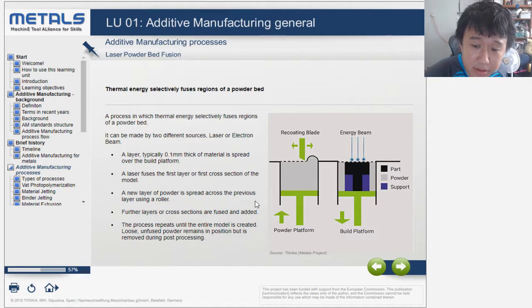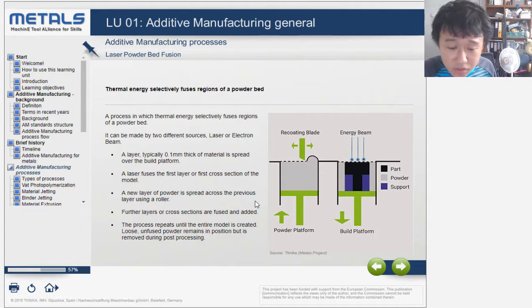So the next process is the laser powder bed fusion. Thermal energy is selectively fused into regions of the powder bed. It can be made by two different sources, the laser or electron beam. A layer typically 0.1mm thick of material is spread over the build platform. A laser fuses the first cross section of the model. A new layer of powder is spread across the previous layer using a roller. Further layers or cross sections are fused and added. The process is repeated until the entire model is created.